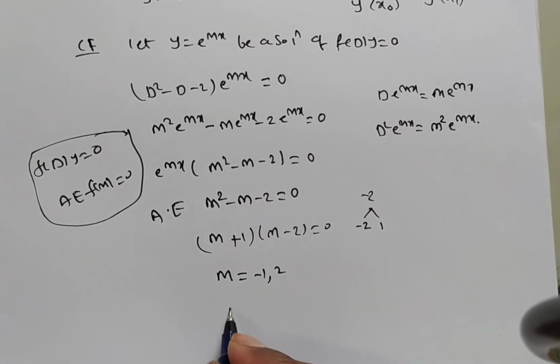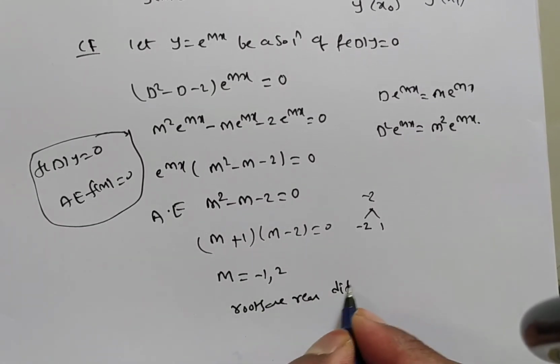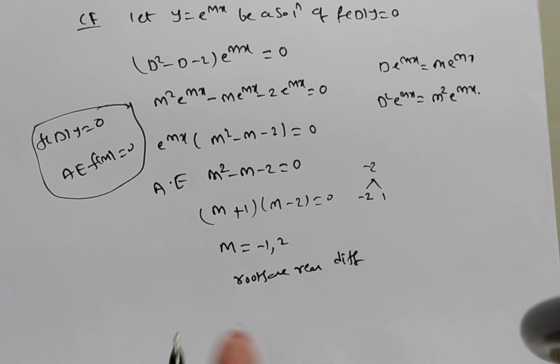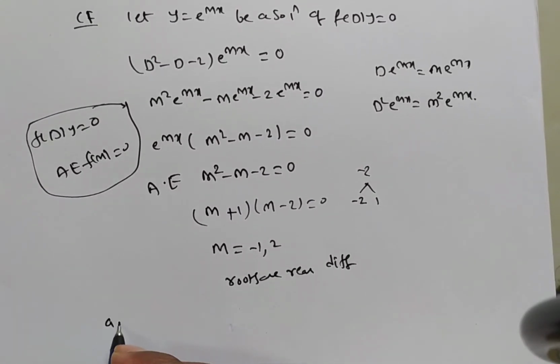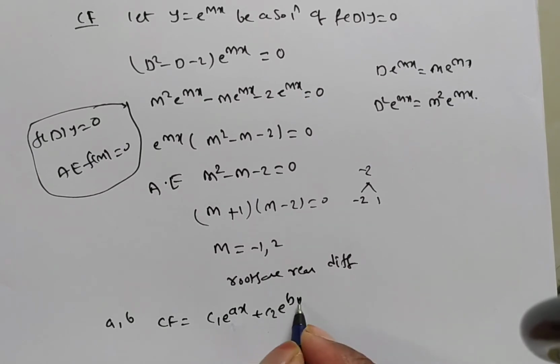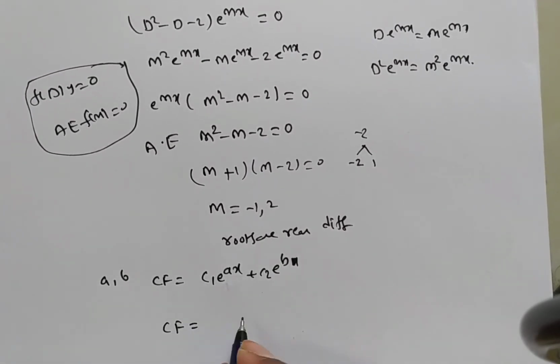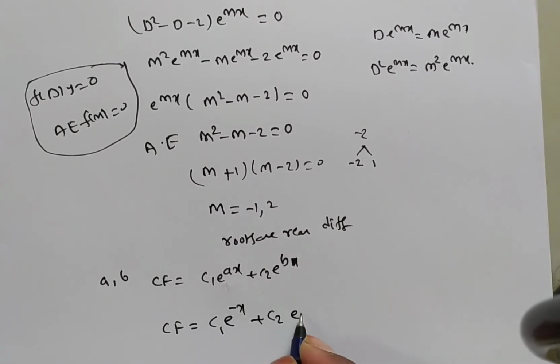So here the roots are real and distinct, or different. In this case, whenever the roots are different, if a, b are the two roots, then the complementary function is c1 e to the power of ax plus c2 e to the power of bx. Here the roots are minus 1, 2. So the complementary function in this case is c1 e to the power of minus x plus c2 e to the power of 2x. This is the complementary function.